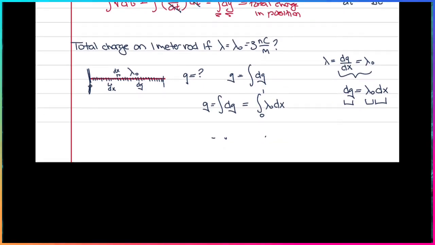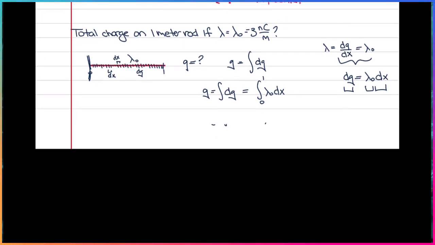And then it's just the machinery of antiderivatives, which we can review, and I won't really review it right now. Lambda naught is just a constant, so I can take lambda naught out, so it's lambda naught times the integral from 0 to 1 of dx. So then I might write that as lambda naught times x plus c, between 1 and 0. And remember the plus c is that constant of integration.